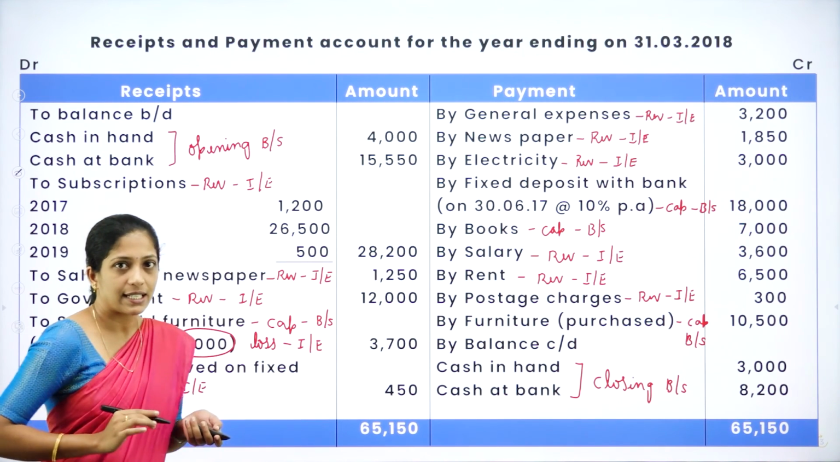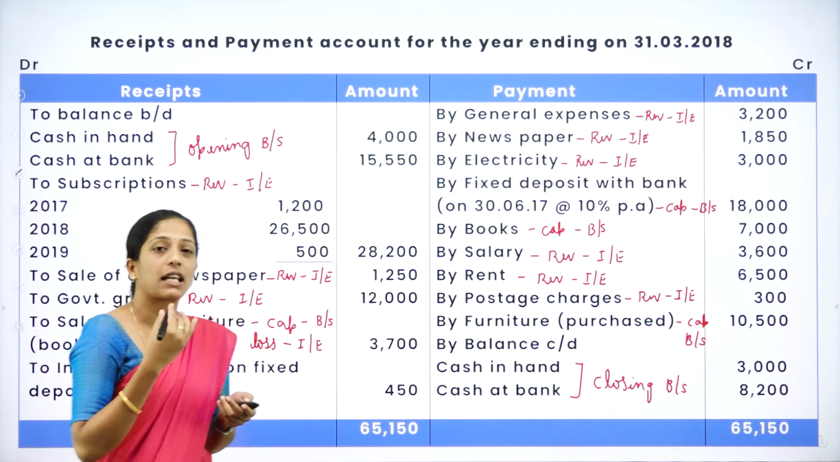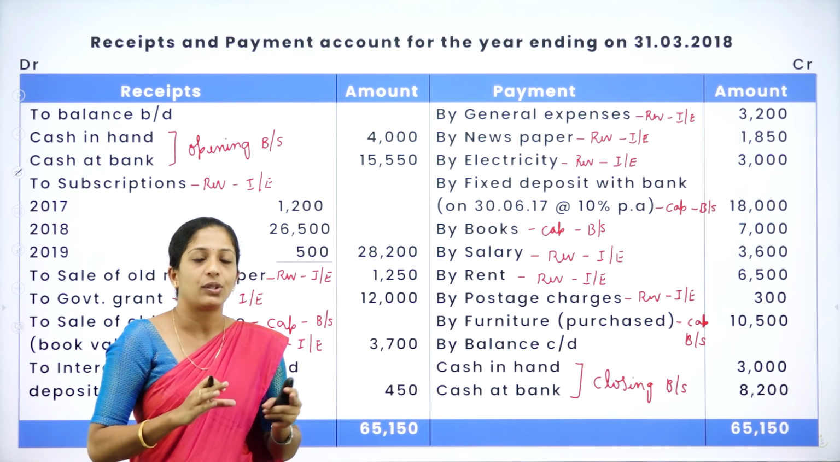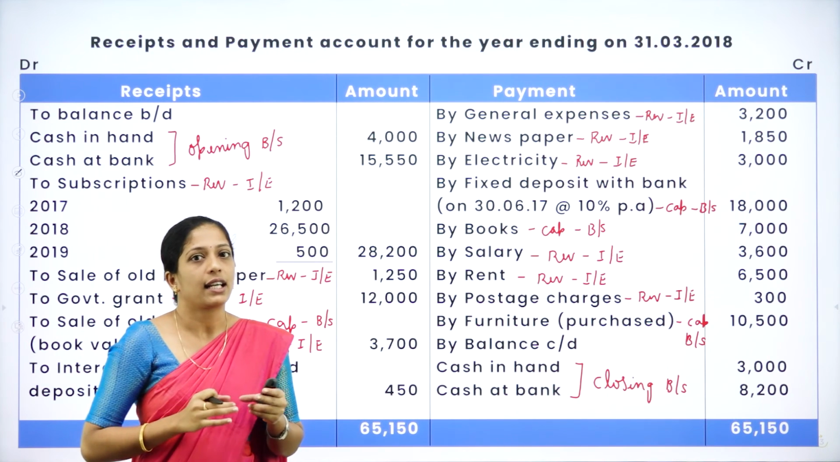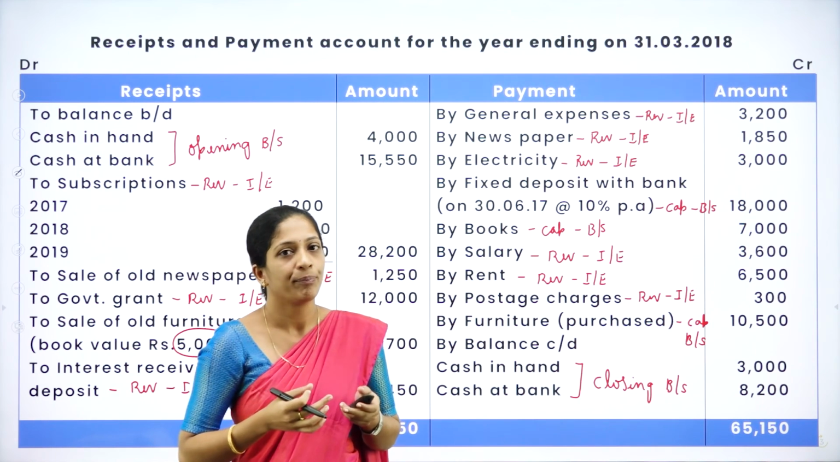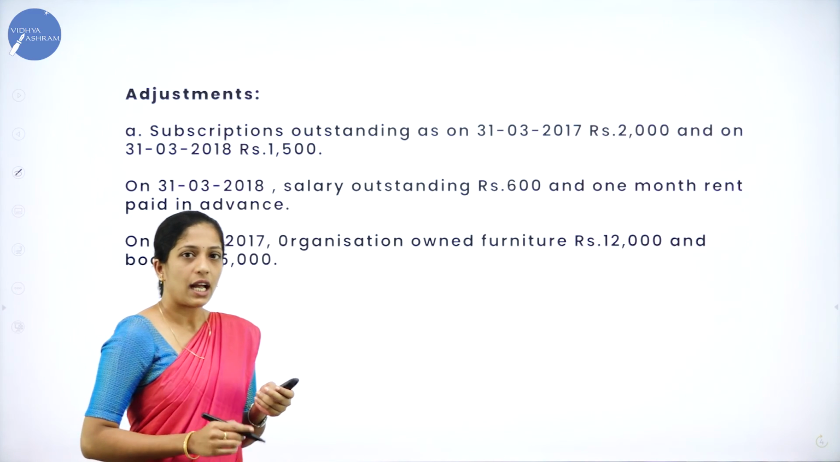So, this is about the receipts and payment account. Now, we have segregated which are the revenue items and which are the capital items. All the revenue items have to be considered under the income and expenditure account, and all the capital items have to be shown in the balance sheet. Now, go through the adjustments.